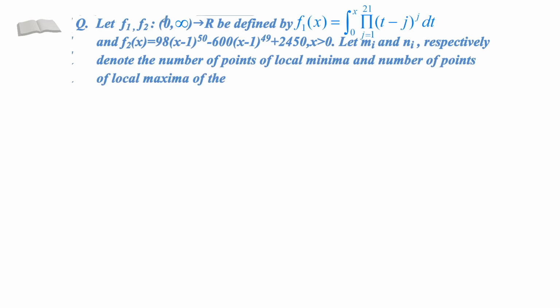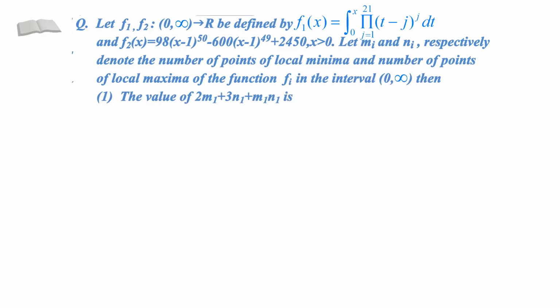Let mi and ni respectively denote the number of points of local minima and the number of points of local maxima of the functions f1 and f2 in the interval 0 to infinity. Find the value of 2m1 plus 3n1 plus m1n1, and the value of 6m2 plus 4n2 plus 8m2n2.